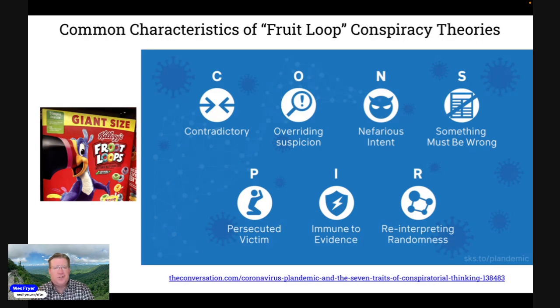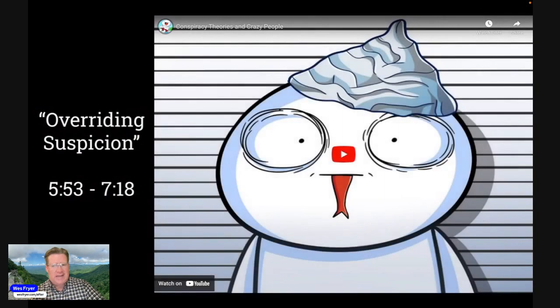I think I mentioned Operation Paperclip already as an example. So reinterpreting randomness, the R in this acrostic for CONSPIRE, is definitely in this video by JP Sears. Contradictory is as well, and so that's something to really look for. And then we'll come back and talk about this afterwards.